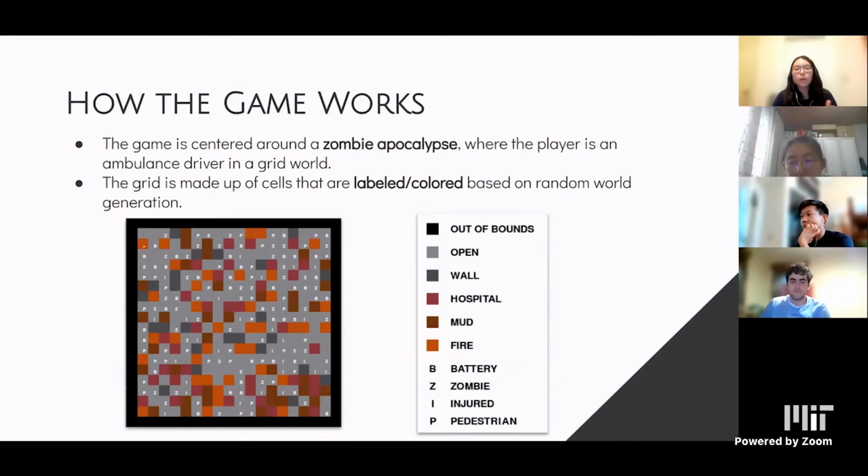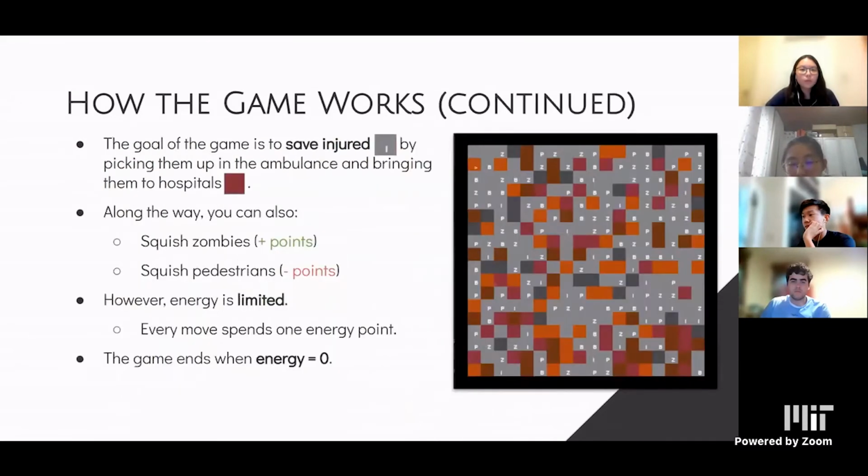And the cells are labeled like P, which stands for pedestrian, I, which stands for injured, and Z, which stands for zombie. So the goal of the game is to save injured by bringing them in an ambulance to hospitals. Along the way, you can also earn points by squishing zombies, and you can also choose to squish pedestrians if they're in the way, but you will lose points for that.